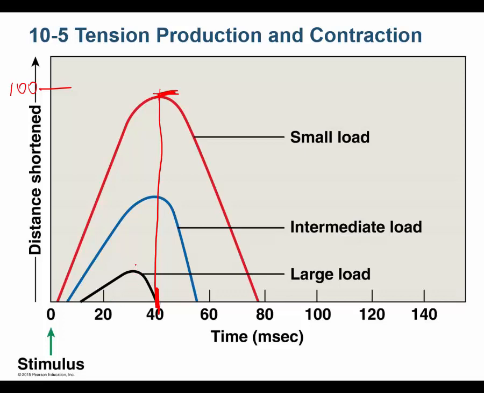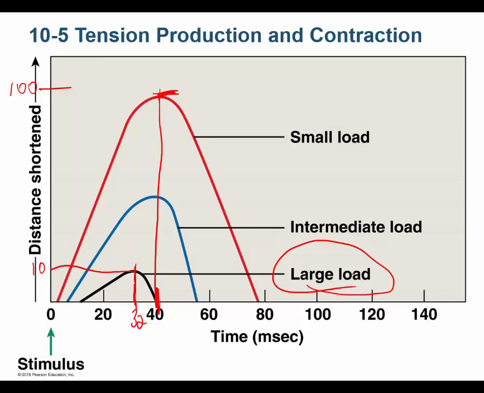Now look at a large load. It took me, say, 32 milliseconds to only move 10 millimeters. So a far, far more weight and just about the same amount of time to move it, but I went a far less distance. So when I'm lifting a large load, in other words, here's another way of saying it: I can't move large loads as far in the same period of time.